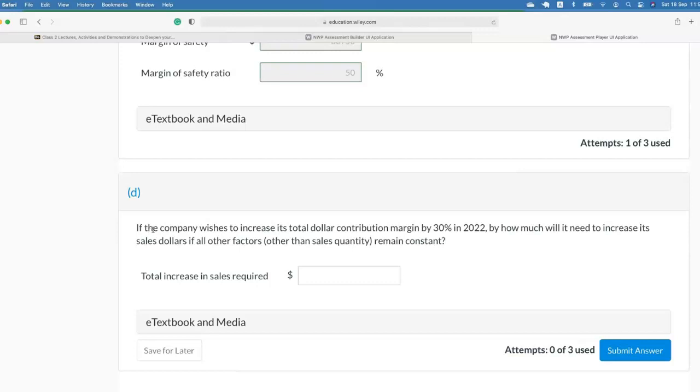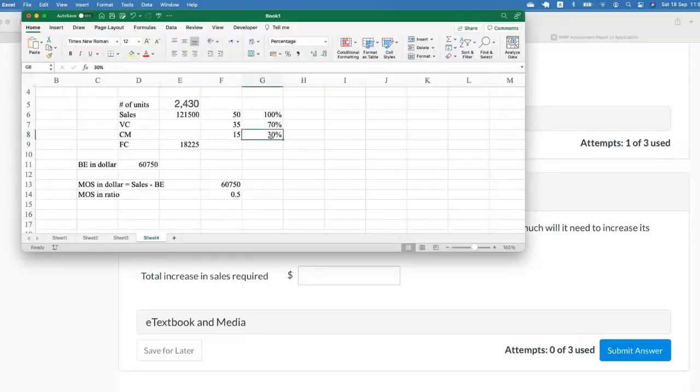I didn't understand the question. If the company wishes to increase its total dollar contribution margin by 30% in 2022, how much will it need to increase its sales dollars if all other factors remain constant? Here we already have the contribution margin ratio, 30%. It's going to remain constant. So now get the total contribution margin. Right there. What's the total? 36,450. They want to increase that by 30%. Ah, okay, I got it.